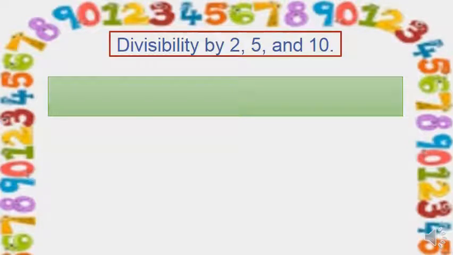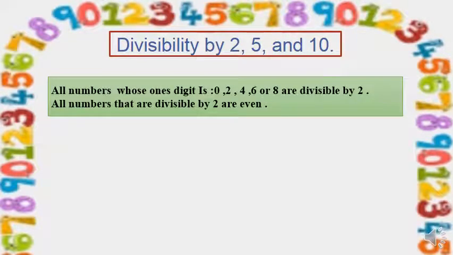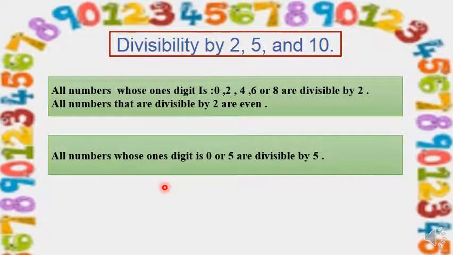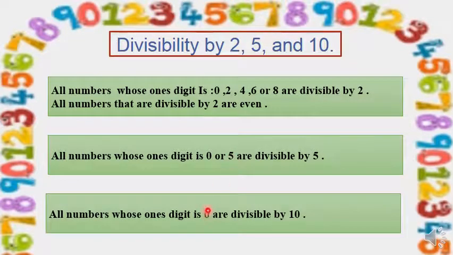Before we start, let's review. We said that if I want to know if a number is divisible by 2, the ones digit must be even, which means 0, 2, 4, 6, or 8. A number is divisible by 5 if the ones digit is 0 or 5.